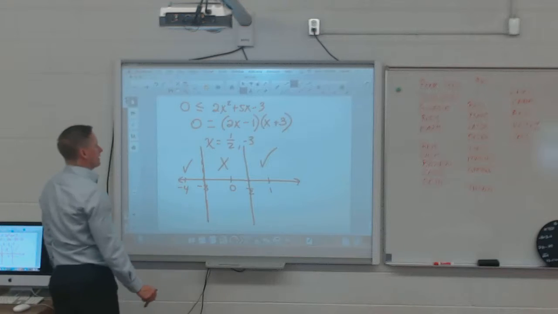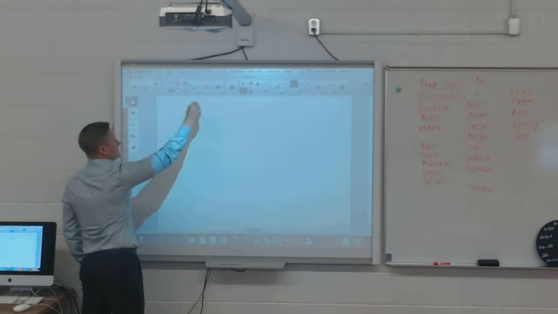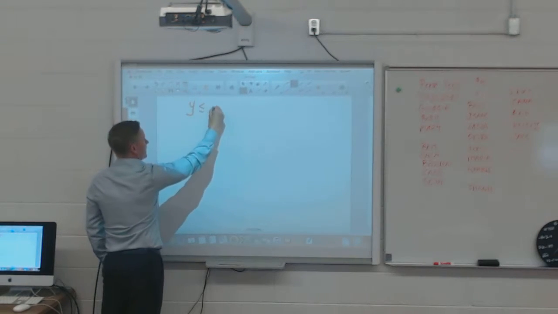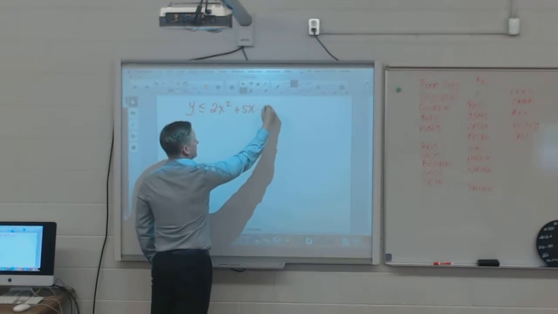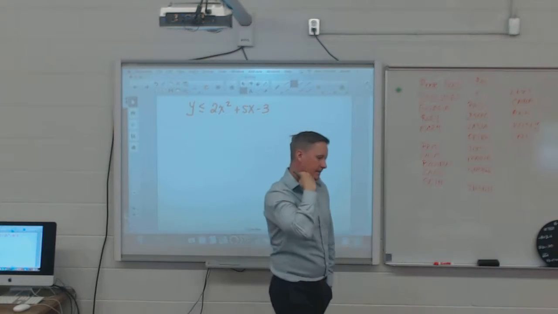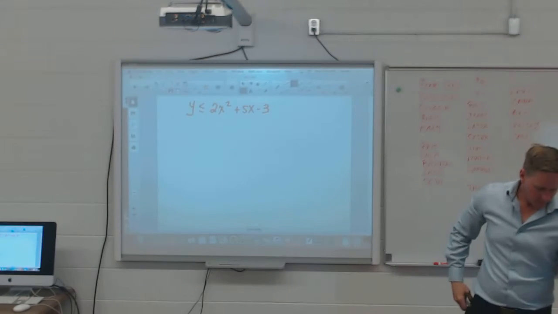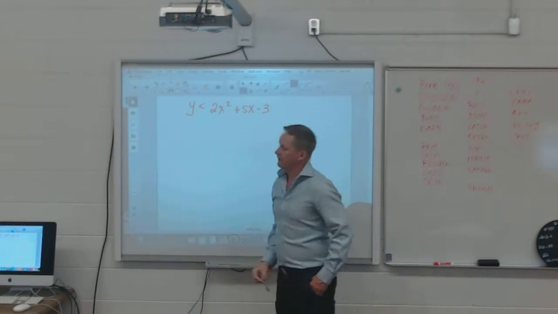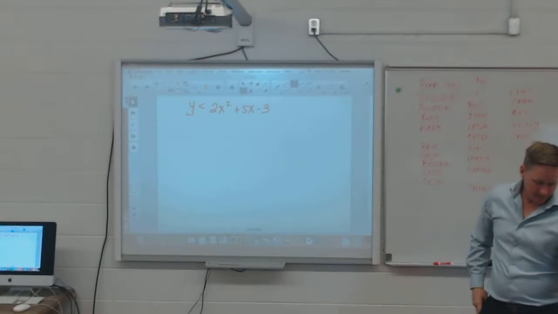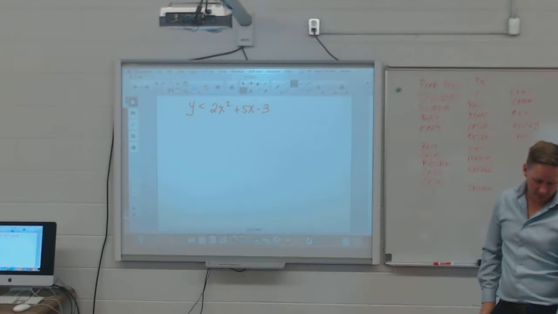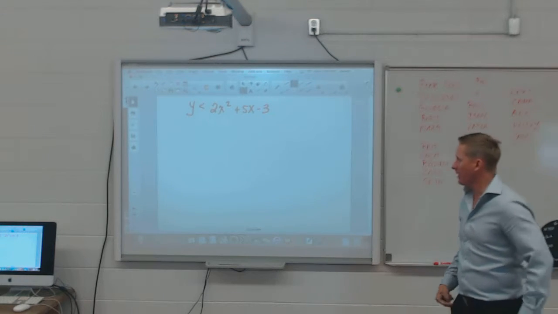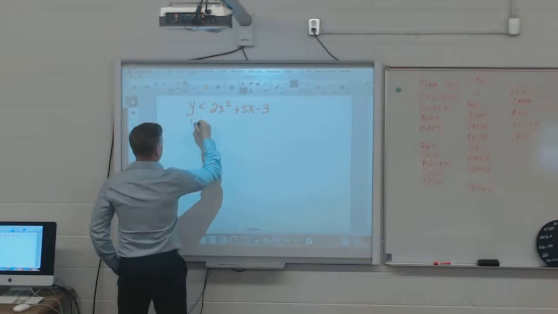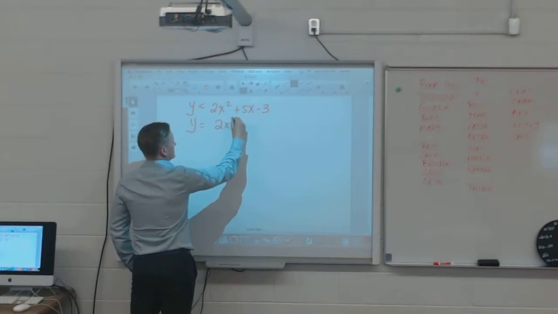Today we take it one step further. Now instead of 0 is less than or equal to, we go y is less than or equal to 2x squared plus 5x minus 3. Okay? So they don't have the equals to, so I'm just going to take it off of there for a second. Okay, so we want to write the related quadratic function in the standard form. So we put an equals into there. So let's put an equals in here. And let's answer a few questions.